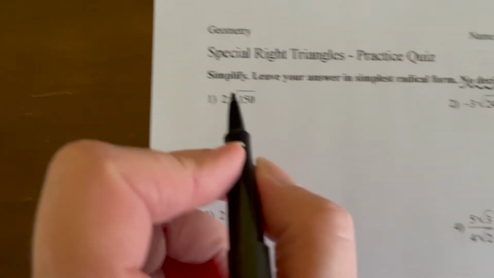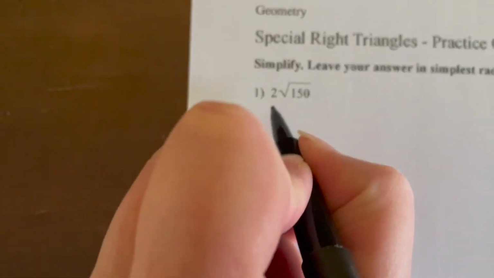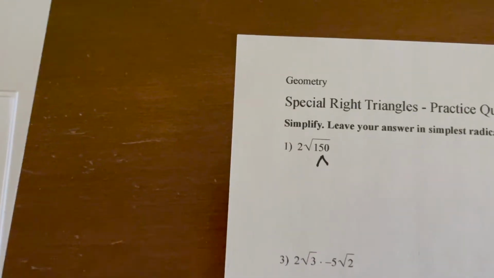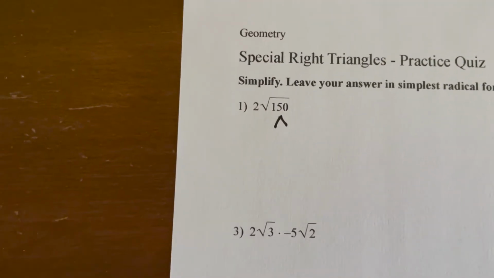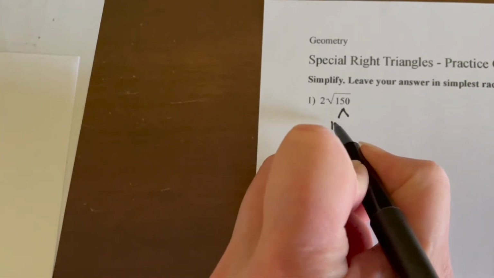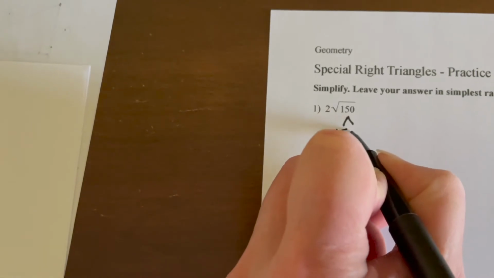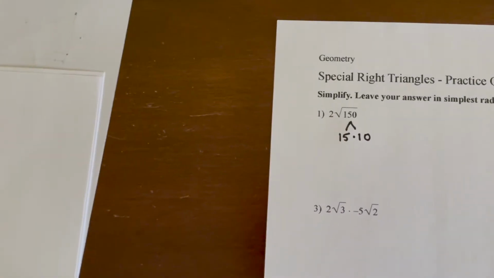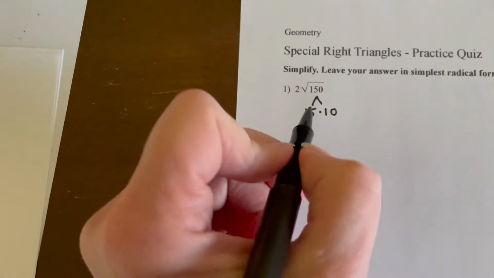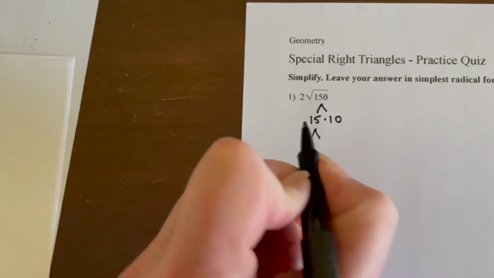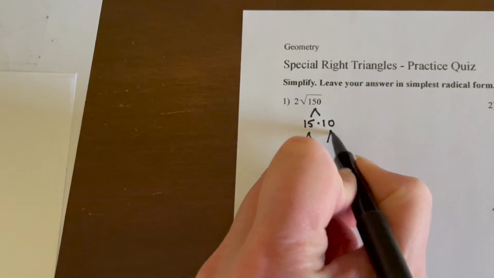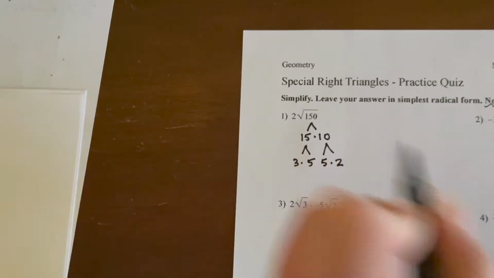So when I simplify a radical, if I look at this first problem, I have 2 times the square root of 150. So what I need to do is break down this radical into its factors. So I can do that by just dividing by whatever. In this case, it ends in 0, so I can divide by 10. And I get 15 times 10. I could have also divided by 2 since it's an even number. And so I have 15 times 10, and then I want to keep breaking it down into its prime factors. So I have 3 times 5, and I have 10 is 5 times 2.